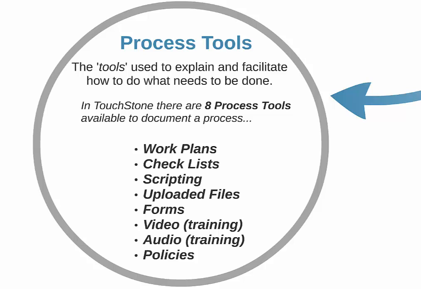Another process tool is a checklist. A checklist is an instrument that gets completed and saved or submitted to indicate that something has been completed. Scripting, these are the words you use in some of the processes, how you answer the phone, for example. Uploaded files, these might be things like Excel templates or Microsoft Word documents or PowerPoint presentations or PDF files. Sometimes there are forms that need to be completed. Sometimes videos are necessary for training or audios are very useful for training. And sometimes there are policies that are specific to a process. So again, process tools document how things need to be done.